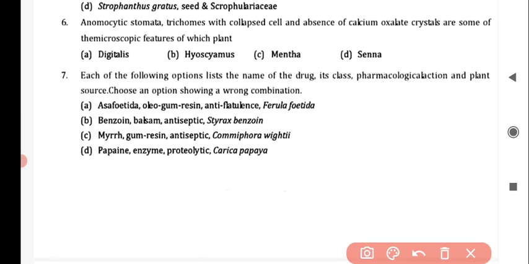Next question is, each of the following options list the name of the drug, its class, pharmacological action and plant source. Choose an option showing a wrong combination. So wrong combination in this is option C, myrrh, gum resin, antiseptic and Commiphora myrrha. So option C is correct for this question.